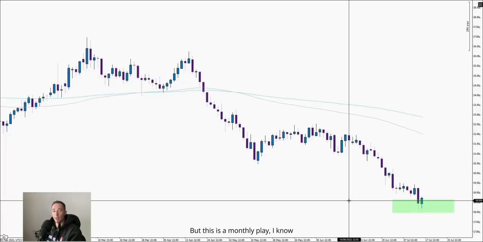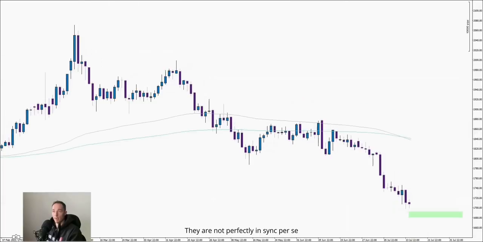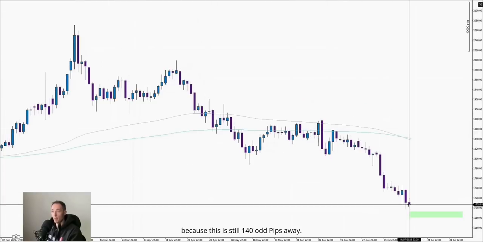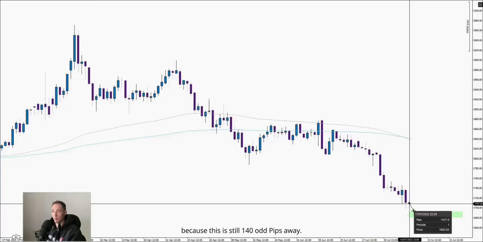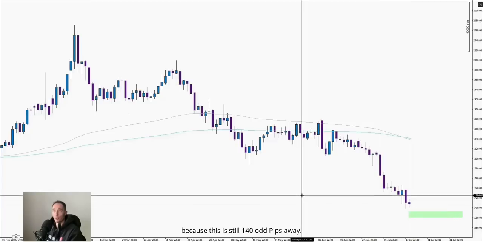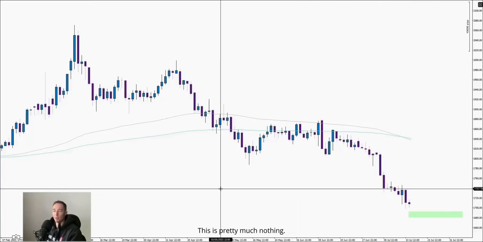But this is a monthly play. I know it can take a few weeks to get this type of move moving, and so I'm not worried. We need to grab the liquidity in order to get the momentum in the right direction, which is what we are doing here. So in this example, it's actually good and bad. They are not perfectly in sync per se, because this is still 140 odd pips away, so this is pretty much nothing.